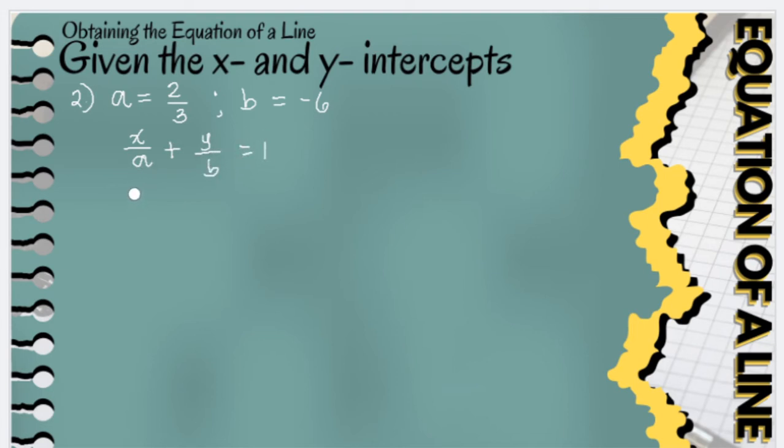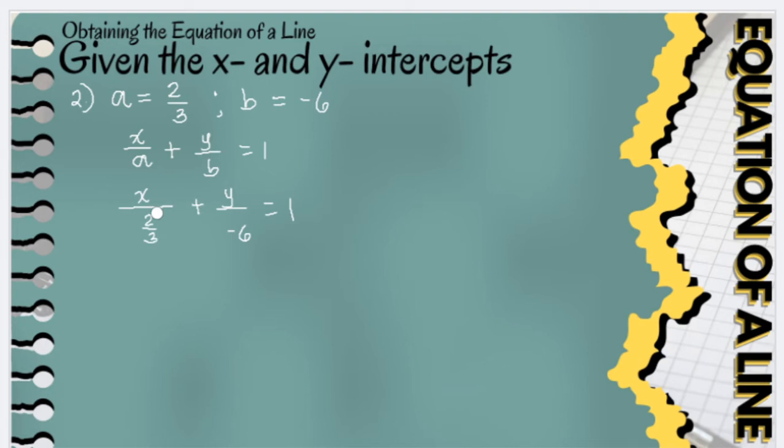So we have here x over, so ang a natin ay fraction din. So dapat mas mahaba yung ating guhit doon, kasi may fraction pa sa ilalim. And then plus y over our y-intercept, negative 6, that is equal to 1. So dito, hindi muna tayo magmumultiply ng LCD. Okay? Kailangan muna nating isimplify yung ating complex fraction dito.